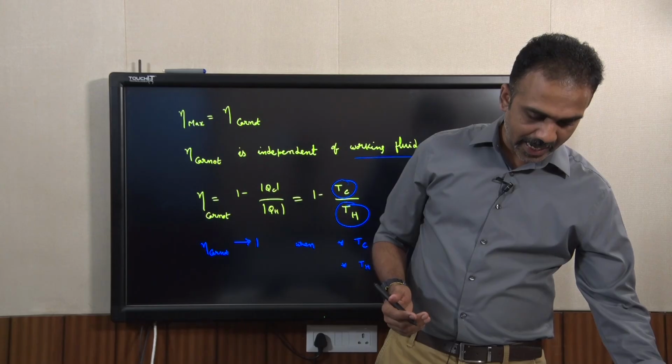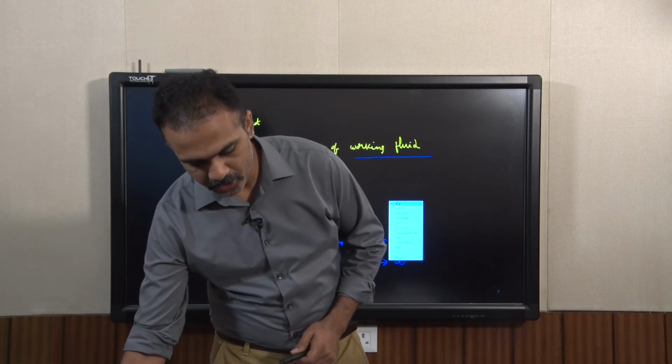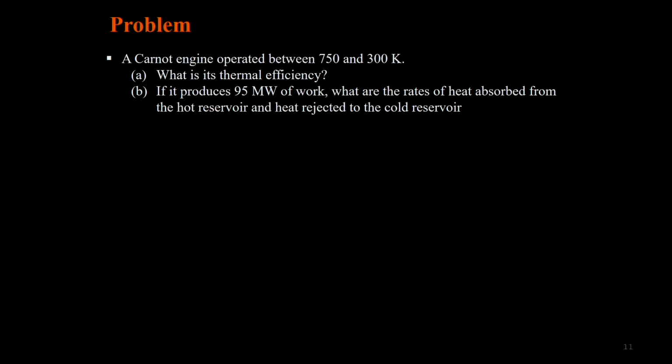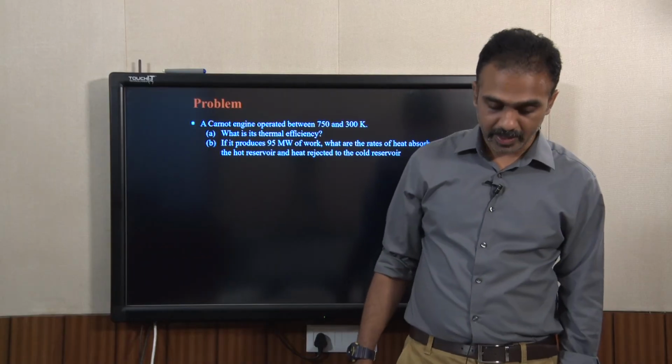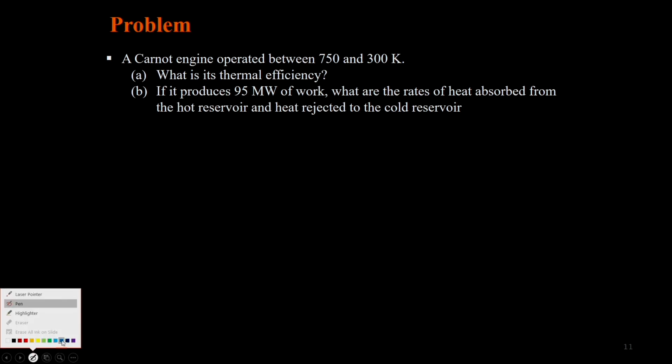Let's quickly look at one example problem based on these ideas, right? We have a Carnot engine that is operated between 750 and 300 Kelvin. First question is, what is its thermal efficiency? And if it produces 95 megawatts of work, what are the rates of heat absorbed from the hot reservoir and heat rejected to the cold reservoir? Okay, let's see if we can answer this question. It's a pretty straightforward question once we understand the concepts we discussed a minute ago.